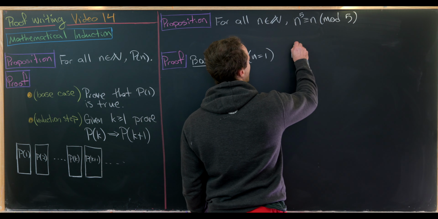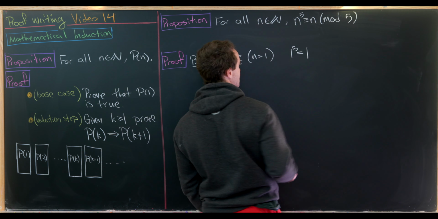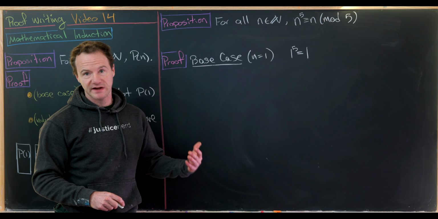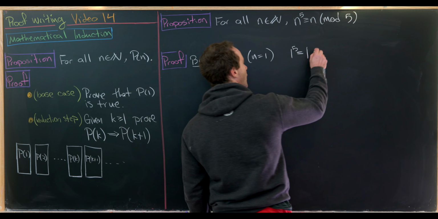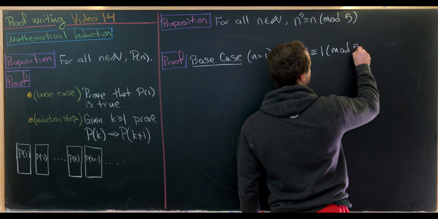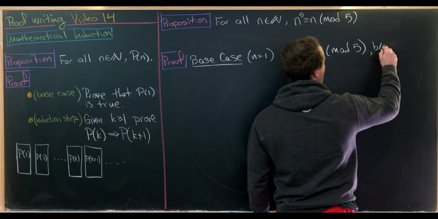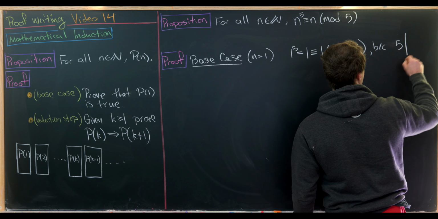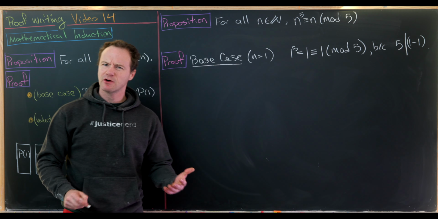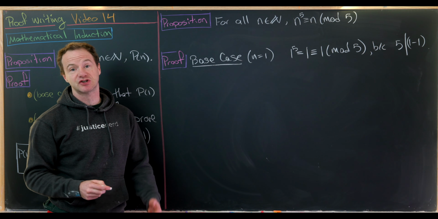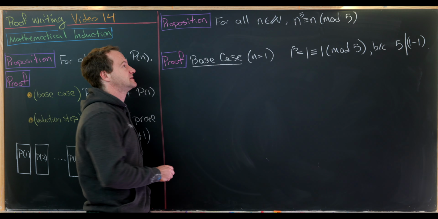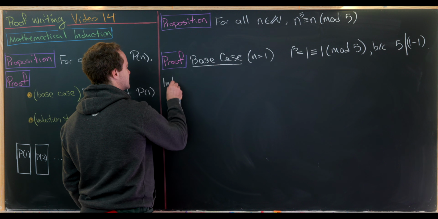Well, let's notice that 1 to the 5 is equal to 1. Well, 1 raised to any power is equal to 1, but 1 is definitely congruent to itself mod 5. And that's because 5 divides 1 minus 1. 5 divides 0. 0 is clearly a multiple of 5. It's the trivial multiple of 5. Okay, great. So now let's make our induction hypothesis.